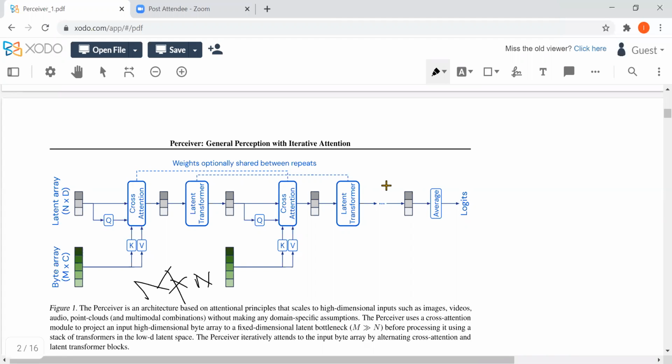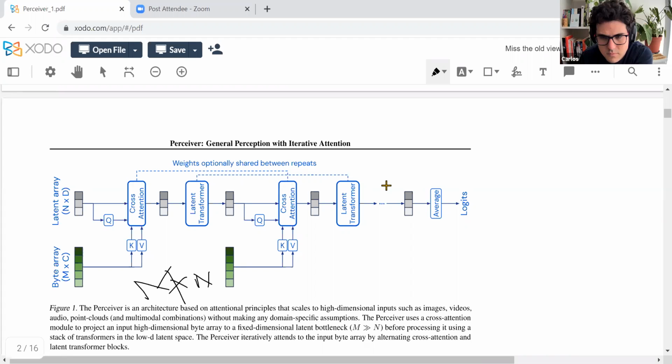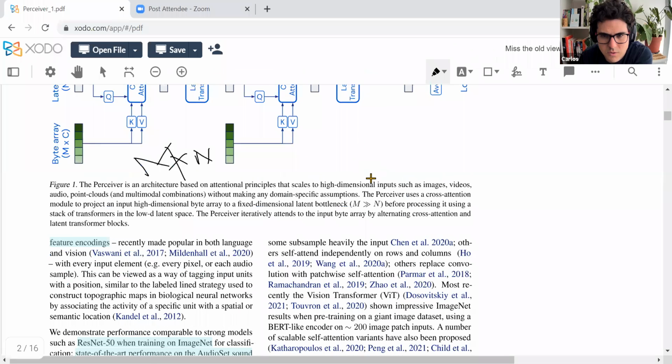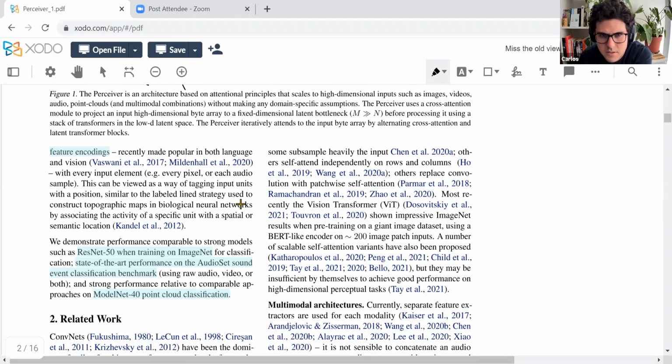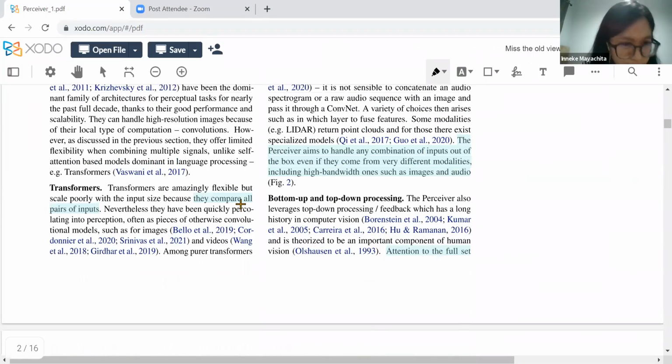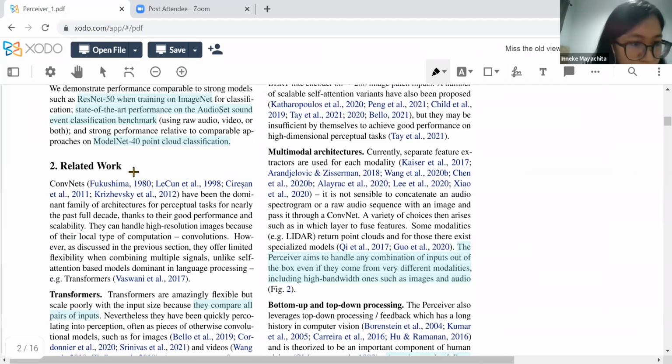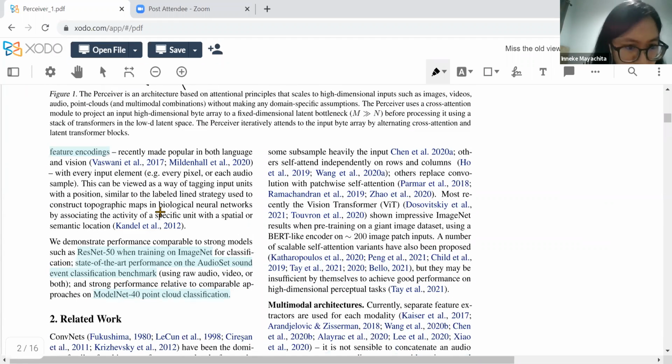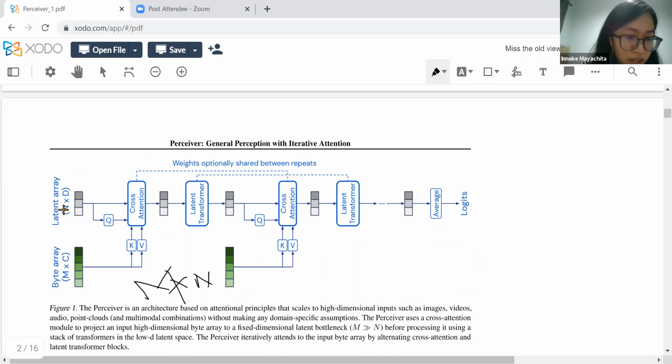If you start on the left, what do you put in for the first query? Isn't it a convolutional network? The queries. So the latent array is a convolutional network, right? I'm not sure. I don't know if I misread it, but I cannot find it. I read somewhere that it's learned, but I cannot find how they train the initial latent array.